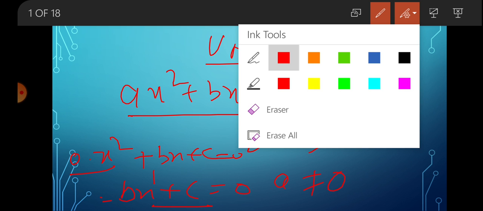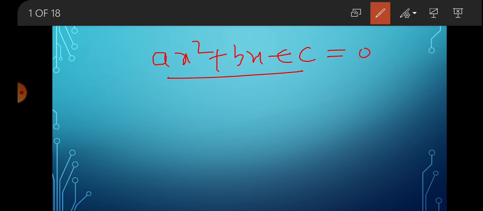So now, in a nutshell, any equation that can be written in the form of ax square plus bx plus c is equal to 0 is called a quadratic equation. And in this particular equation, a cannot be equal to 0, b can be 0, c can be 0, both simultaneously can be 0, but a cannot be equal to 0. Okay, so now let's move to the next topic, that is root of the equation.